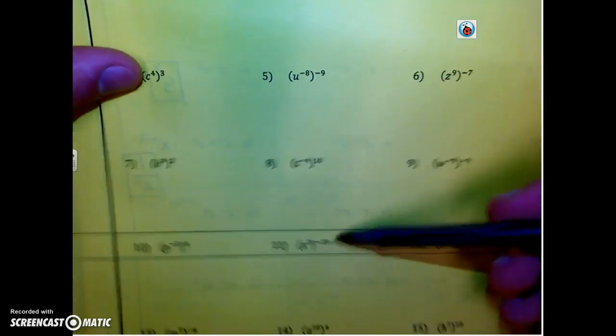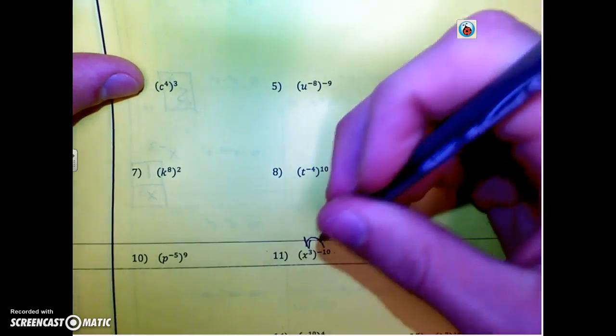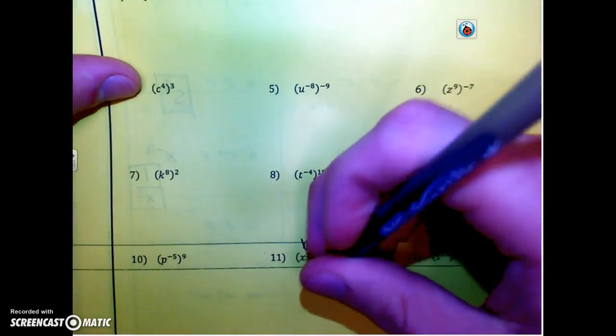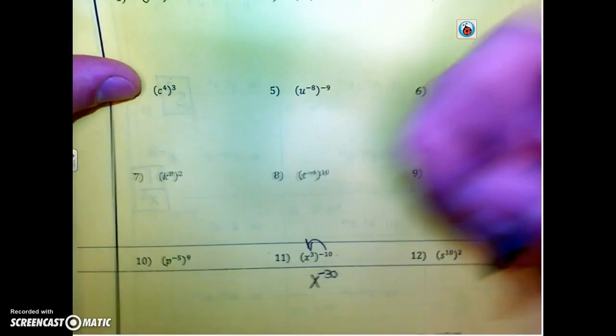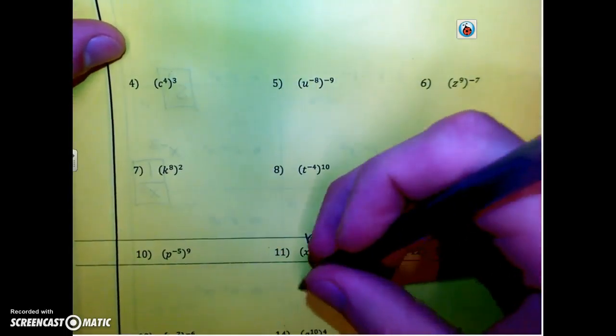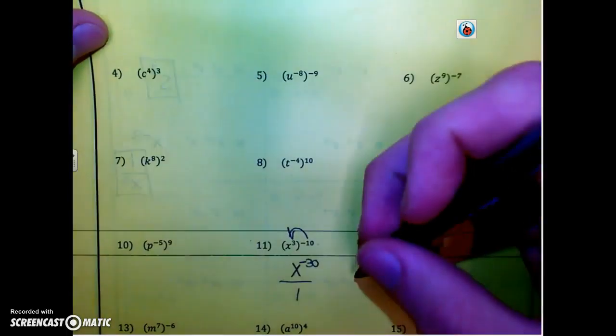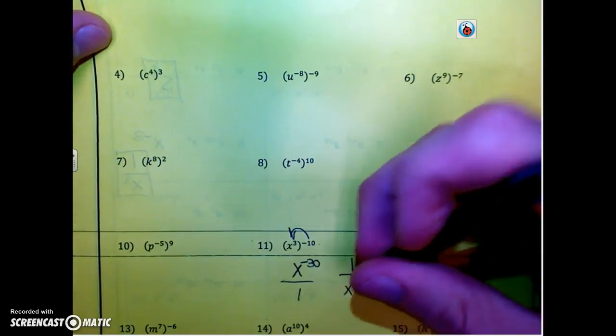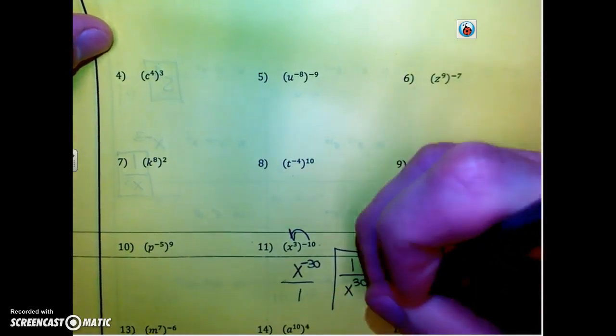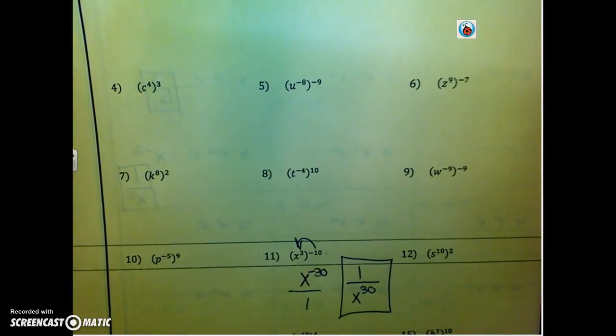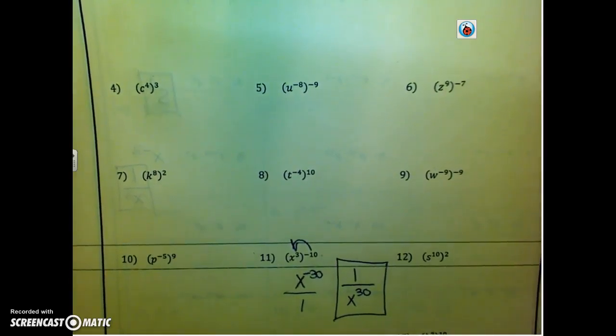Sometimes it'll stay negative, like on this one here. Doing the power rule, so multiplying this negative 10 by the 3 gives us x to the negative 30 power. So I'm going to need to take the reciprocal. Right now it's on top of the fraction. So when I take the reciprocal, the 1's on top, and we have our x to the 30th power, positive, and on the bottom in the denominator.